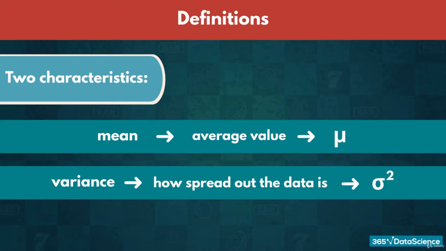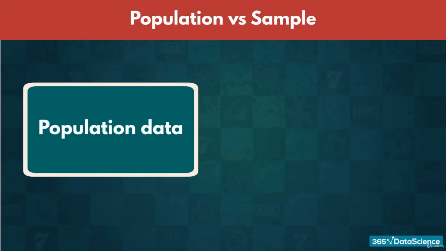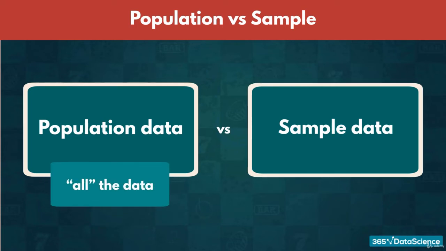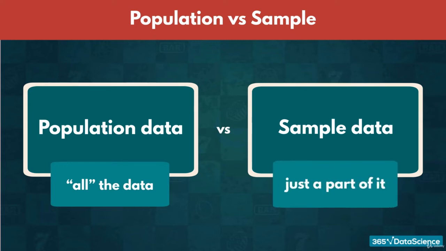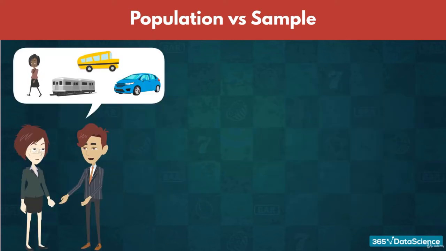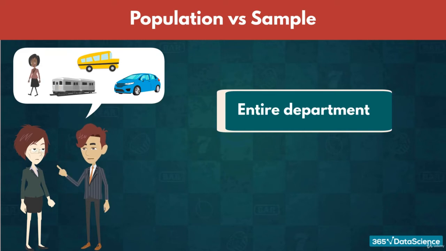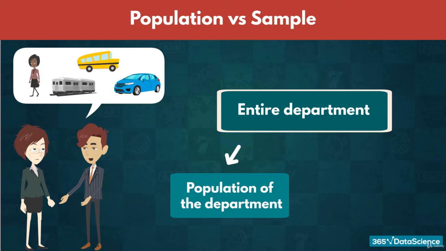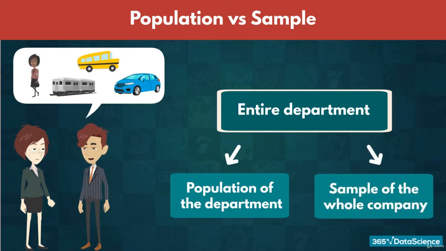Okay, when analyzing distributions, it is important to understand what kind of data we are dealing with: population or sample data. Population data is the formal way of referring to all the data, while sample data is just a part of it. For example, if an employer surveys an entire department about how they travel to work, the data would represent the population of the department. However, this same data would also just be a sample of the employees in the whole company.